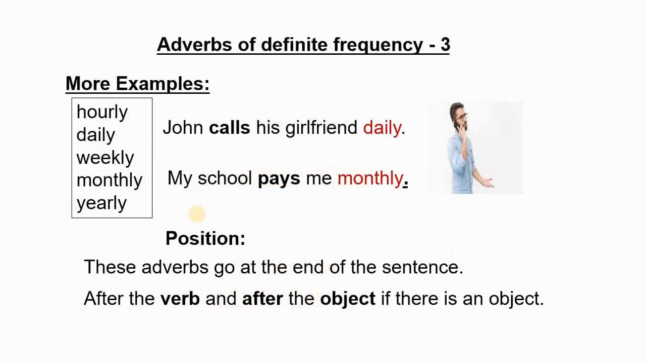And some more examples. We have adverbs like hourly, daily, weekly, monthly, yearly. And again, they mean every hour, every day, every week, every month, and every year. For example, John calls his girlfriend daily. So this means John calls his girlfriend every day. That is daily. Daily is the adverb. Again, this goes at the end of the sentence. My school pays me monthly.